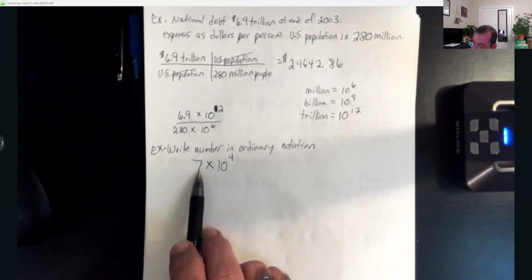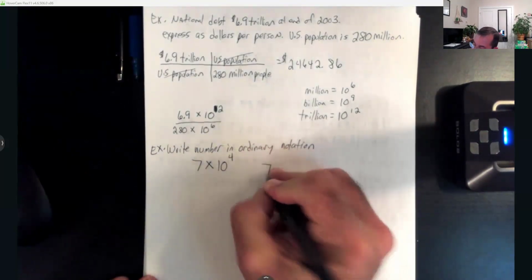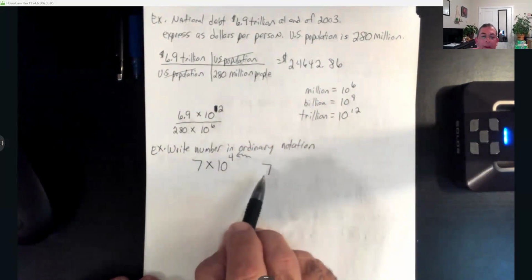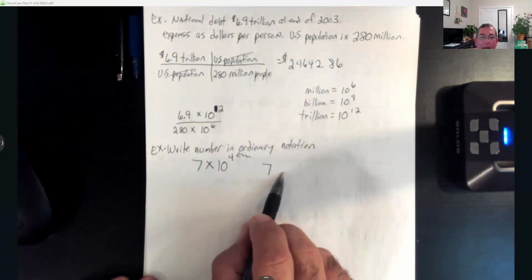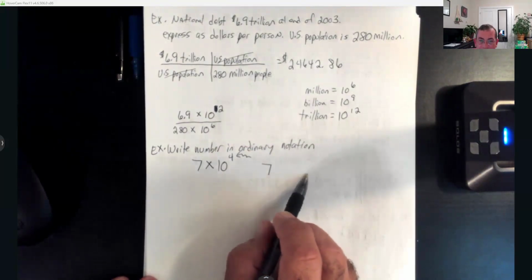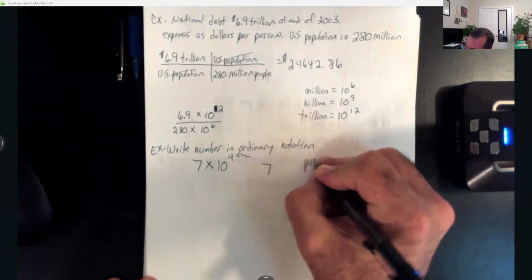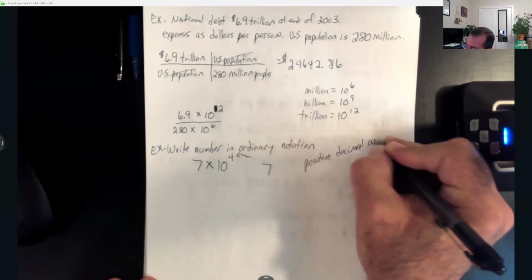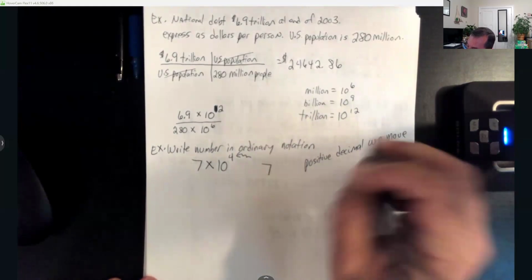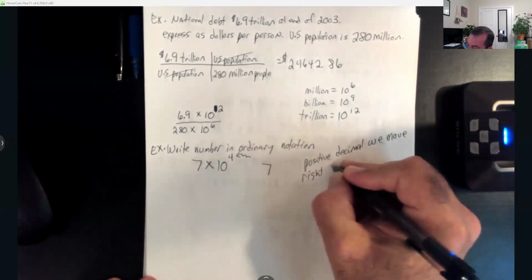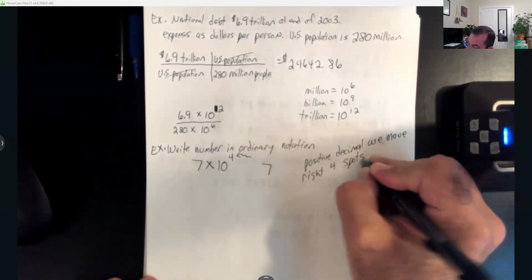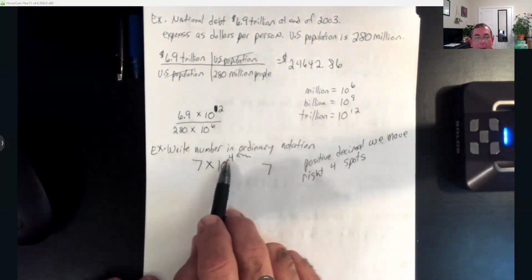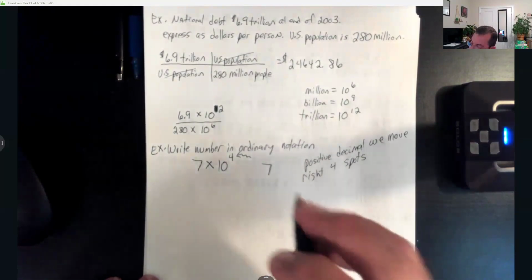All righty, so you start with your 7. Since the exponent is positive, we would move that decimal right 4 spots, okay? So positive decimal, we move right 4 spots. So when you're going from scientific notation to ordinary, positive exponents move to the right.